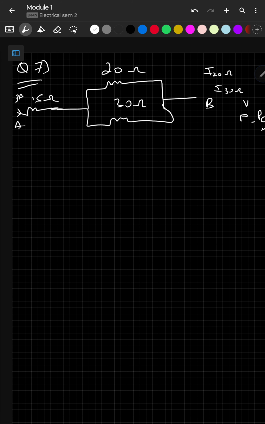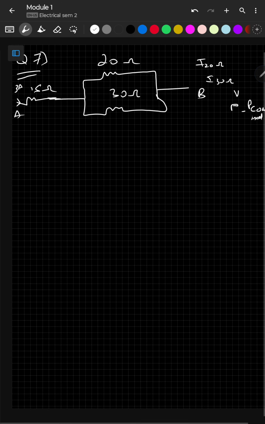Now why did I write 15 on this side? Just because you're conveniently following the arrow from left to right. That's why I just showed this. Otherwise also you could draw the arrow from the other side. It would not have mattered. Now current through this 15 ohm we understood. Now we have to find the current through the 20 ohm and the current through the 30 ohm.